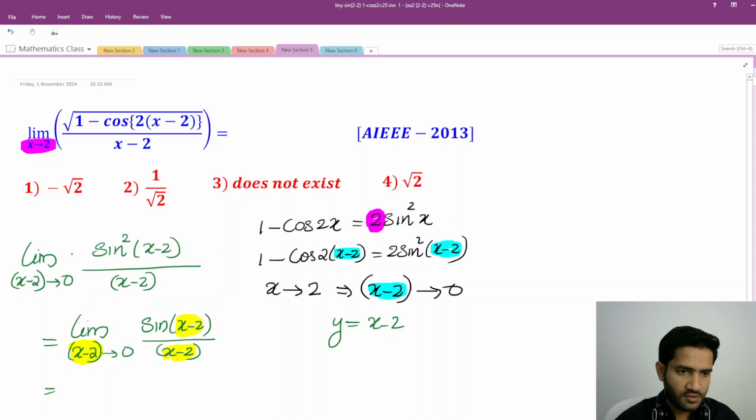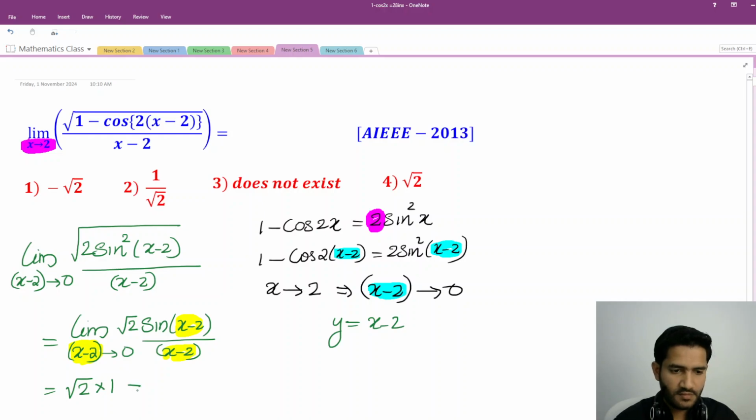We want to write square root of 2 sine square. 2 is there, so here we have root 2. So the answer is root 2 into 1, that means root 2. There is an option root 2. That's why we got the answer. Otherwise, we'll skip the root 2. So be careful. We want to write 2. That's why you get root 2.